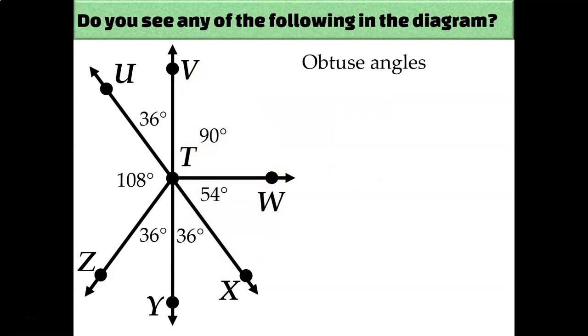Let's find some obtuse angles. There's only one on the diagram that is automatically obtuse, that you don't have to do any addition to figure out, and that's angle UTZ. But that's by no means the only obtuse angle in this diagram.